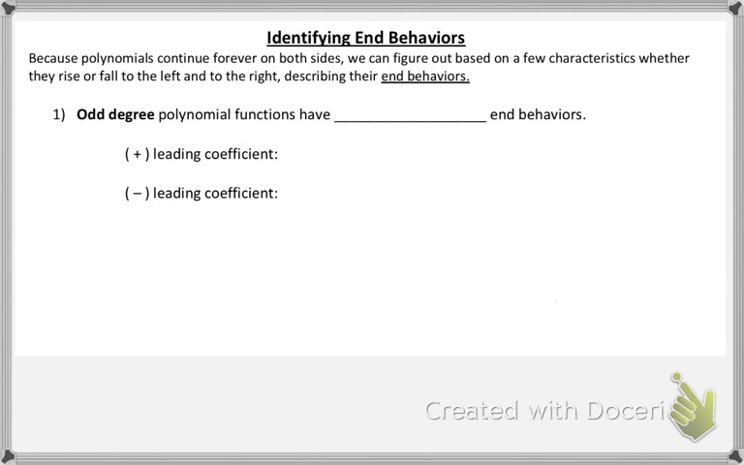So just a recap of end behaviors. Because we know that polynomials continue forever on both sides, we can figure out based on a few characteristics whether they rise or fall to the left and to the right, describing what we call their end behavior. So as we mentioned earlier, odd degree polynomial functions have opposite end behaviors. And you already know this because you are familiar with the linear function.